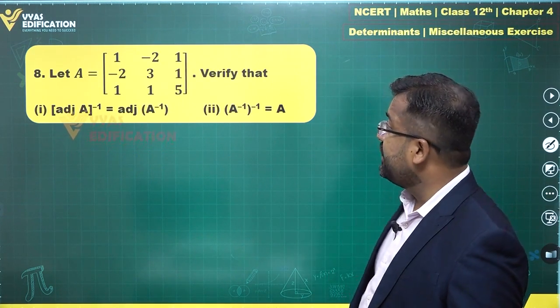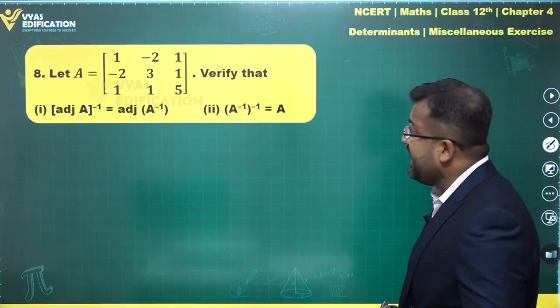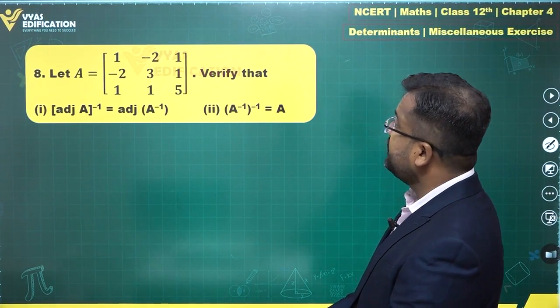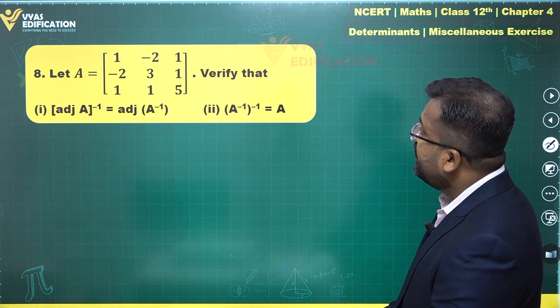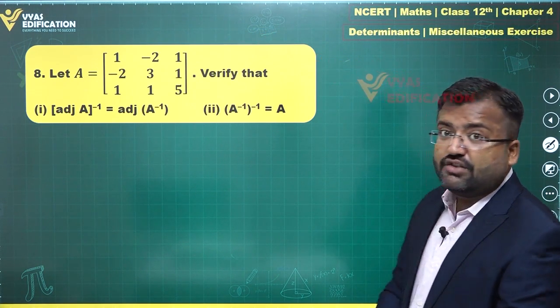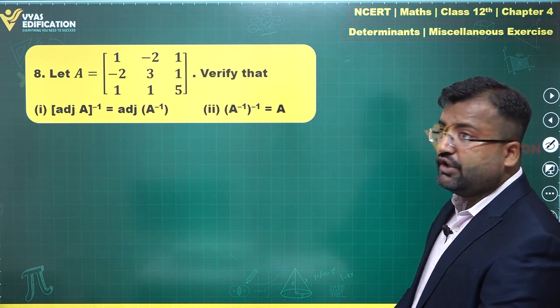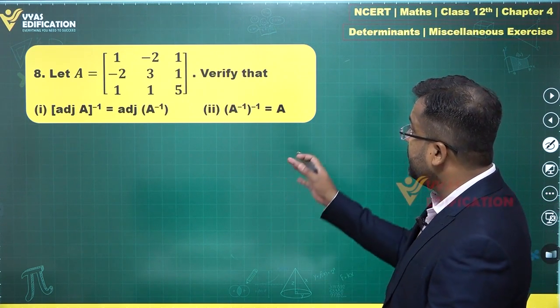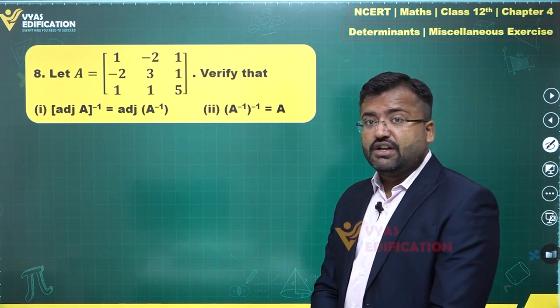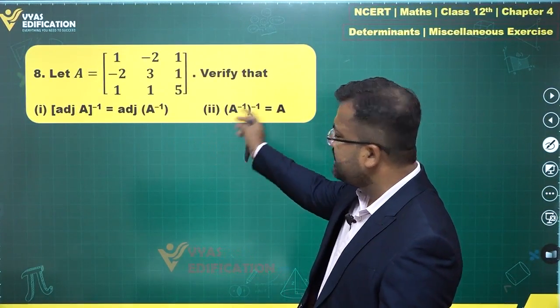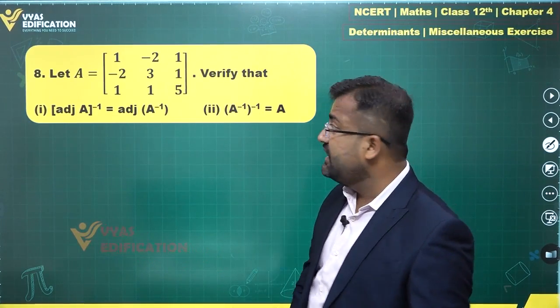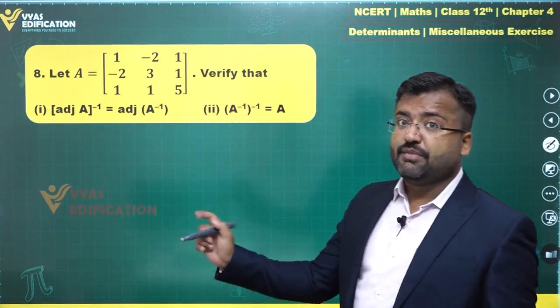Let us discuss this question in front of us. The question says, let A matrix be this: 1 minus 2 1, minus 2 3 1, 1 1 5. Verify that the inverse of adjoint A is equal to adjoint of A inverse. That's the first part. And the other part is that the inverse of A inverse is equal to A. Well, this is simple, right? And this is something you should also remember. But let's verify that one for this matrix first of all.